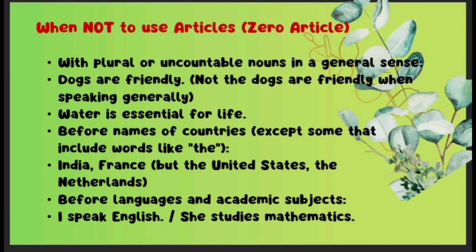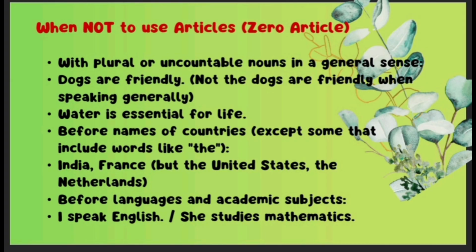If you are mentioning a general thing, see the second example: water is essential for life. You are mentioning water in general, not particular sea water, well water, or borewell water. It is a general thing, water is essential for life. In that case we are not saying the water is essential for the life, no, it's not correct. Water is essential for life, that is general. Whenever you make a general statement, we should not use articles.